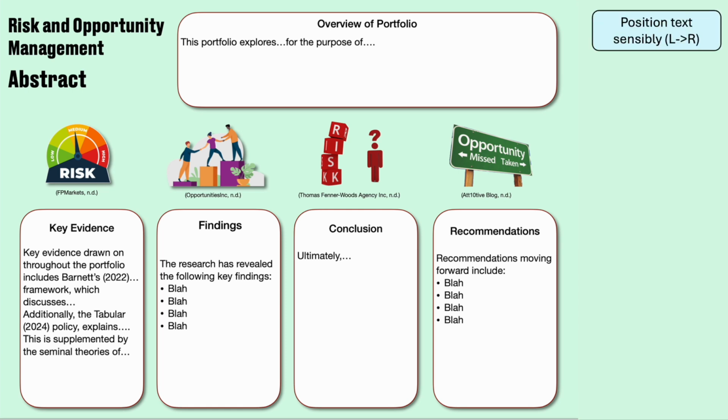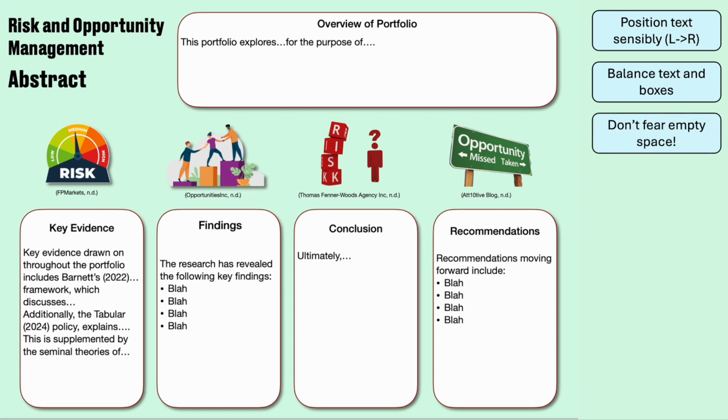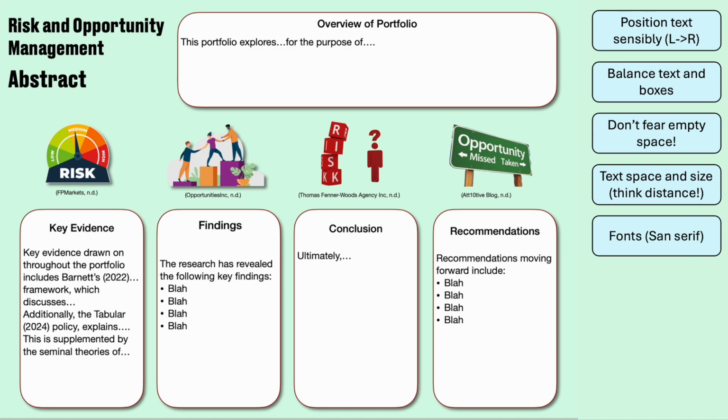You need to position your text sensibly because the human eye does read left to right. You need to balance text and boxes, and please don't fear the empty space. Think about text, space and size. It needs to be accessible and easy to read from a distance. Think about the fonts that you're using, again linked to accessibility. You need to be using sans serif fonts like Helvetica, Arial, Times New Roman.